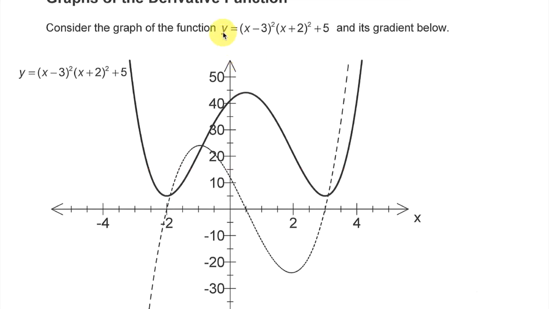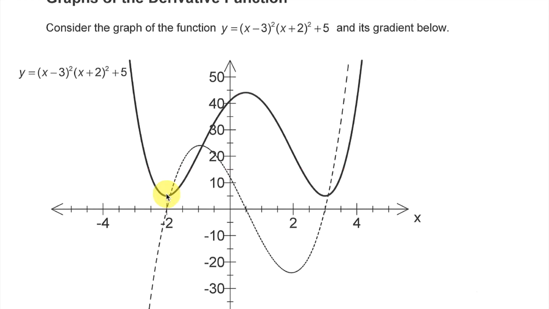So if I've got y equaling this function here, it's shown in that heavy black. We can produce the derivative function on a graph based on just looking at this sketch. Key things to look for. To begin with, look at the turning points.